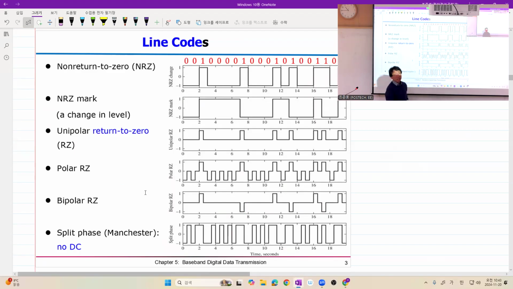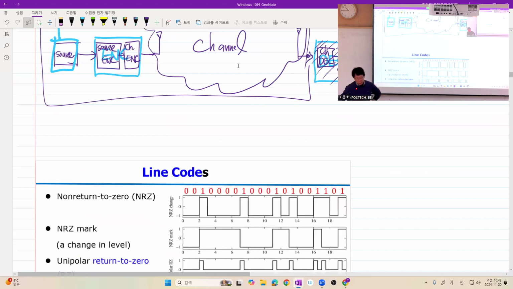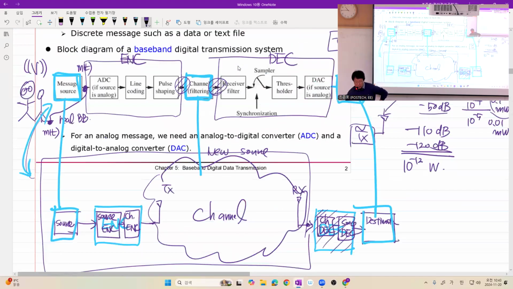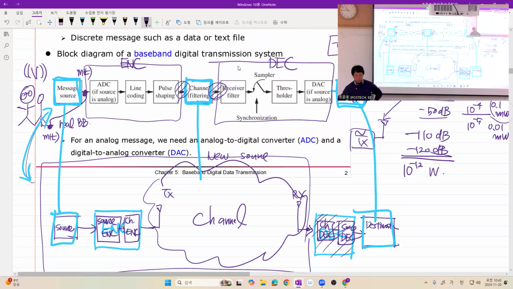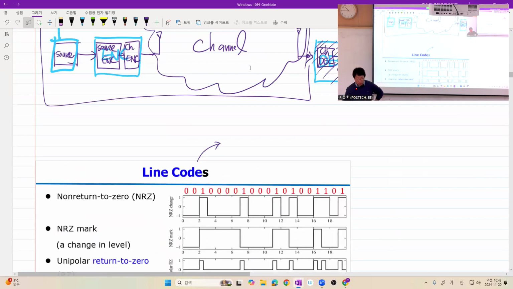Anyway, and here goes the topic named line codes. And we are almost out of time. We have 2 minutes. So what is a line code? A line code is a very simple encoding method of the output of an ADC. So suppose you have an ADC. What does that mean? You have analog input, and here you have digital output.